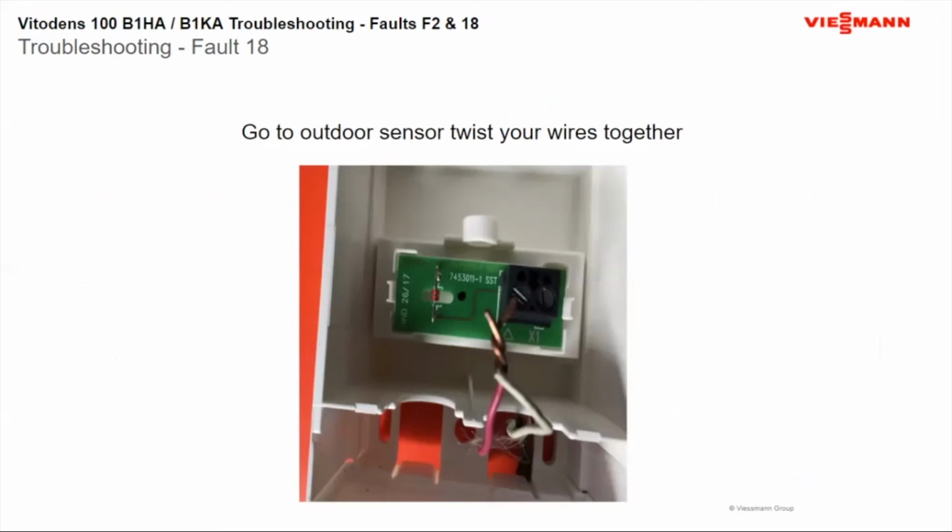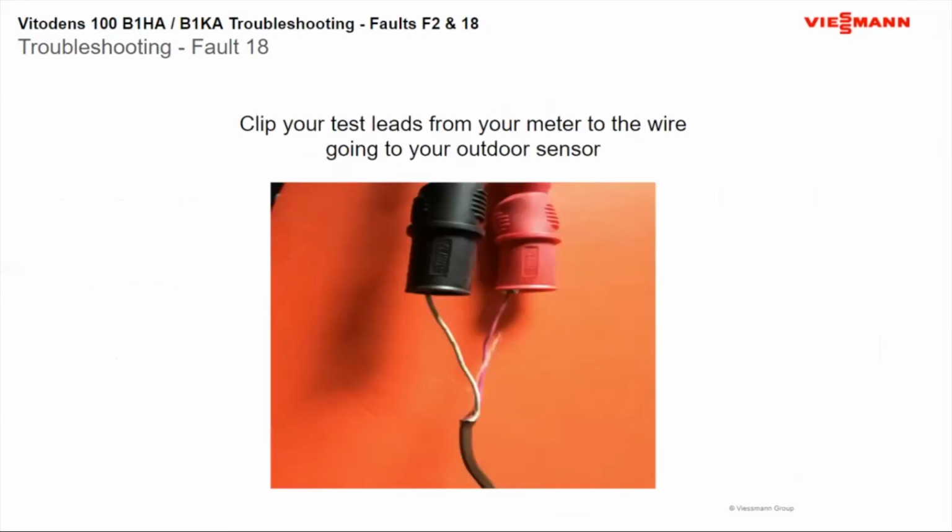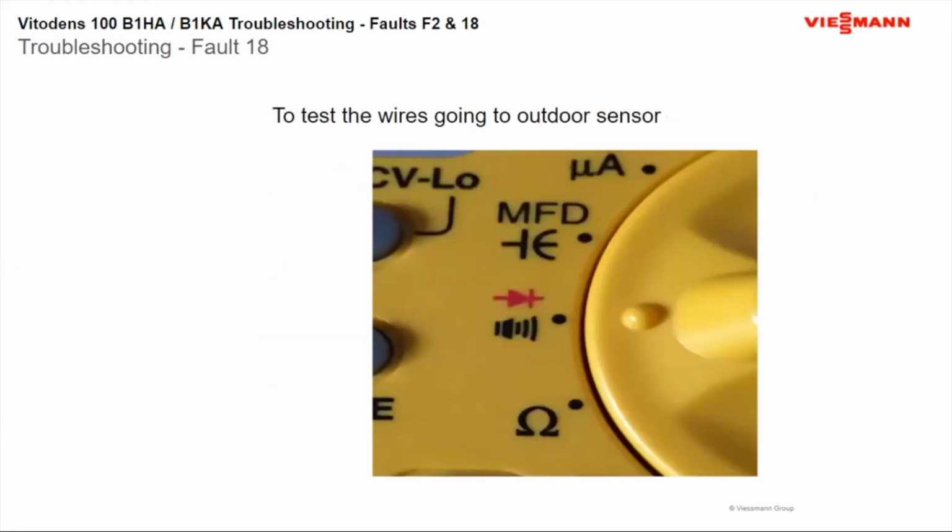Then twist my wire, or just test my wires from outside in. If you're not getting any continuity, put your leads from your meter onto your wires. Set your meter to audible and see if you're getting continuity through your wire all the way around. If you're not, then you know you have to start looking for a broken T-stat wire.